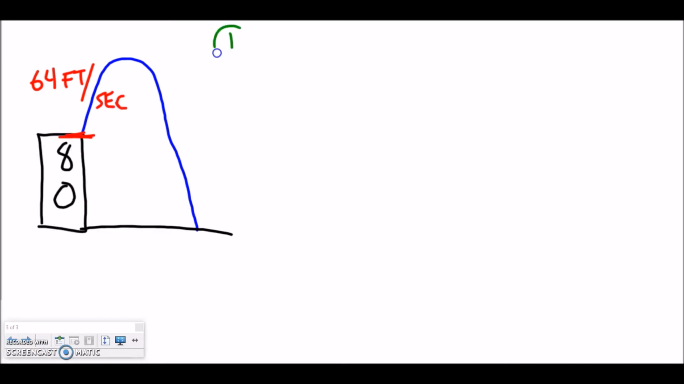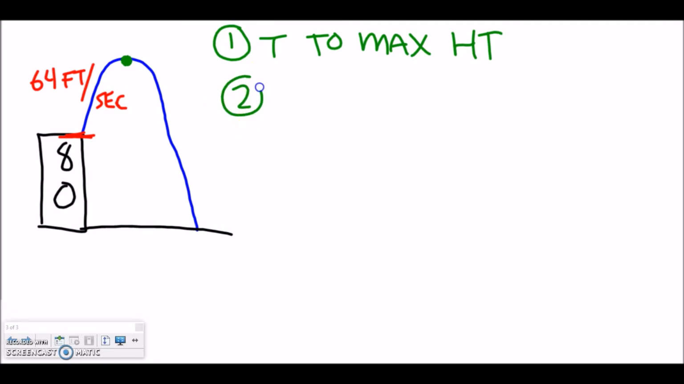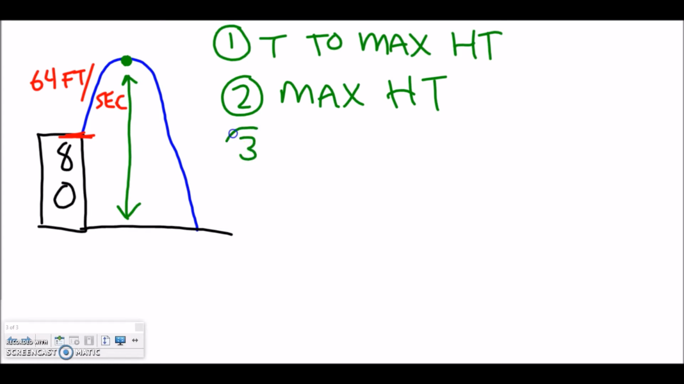Okay, first, we want to find out the time to its max height. How long is it going to take this baseball to get right there? To the part where it stops going up and it is just about ready to come back down. Two, we want to find out what its max height is. How far above the ground will this baseball be? And three, how long until it hits the ground.